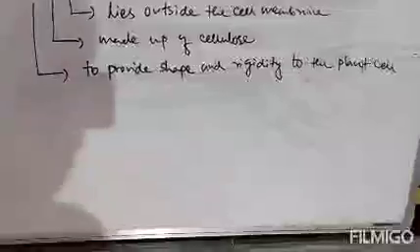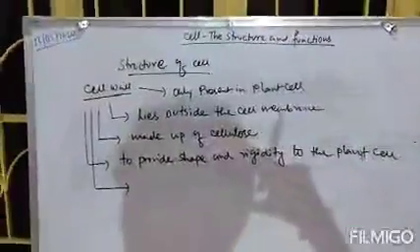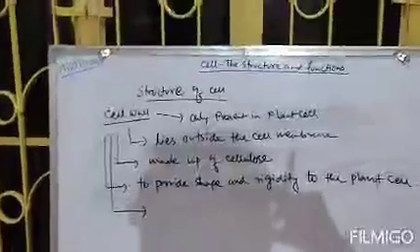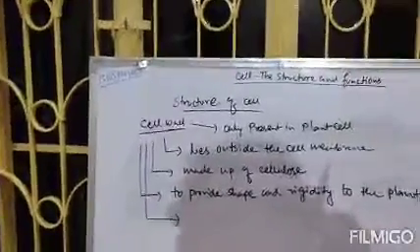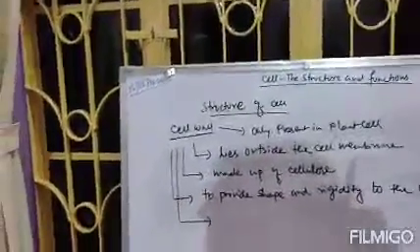Its function is to provide shape and rigidity to the plant cell. Now this cell wall has somewhat similar function to the cell membrane, though not exactly the same. The cell membrane was actually the selectively permeable membrane.